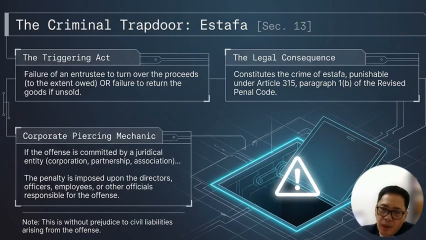The crime: estafa. Once triggered, the law dictates that this failure is not merely a civil dispute over the unpaid debt. It legally constitutes the crime of estafa.